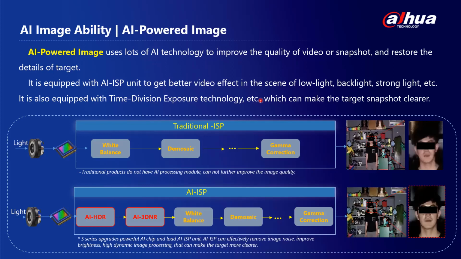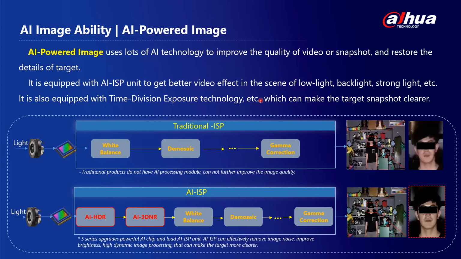And in the scenes of low light, places where we have low light, places where we have a lot of backlight, and again where we have different sources producing strong lights projected towards those particular cameras, they're equipped with what you call the time division exposure technology, which can make the target snapshots much clearer.